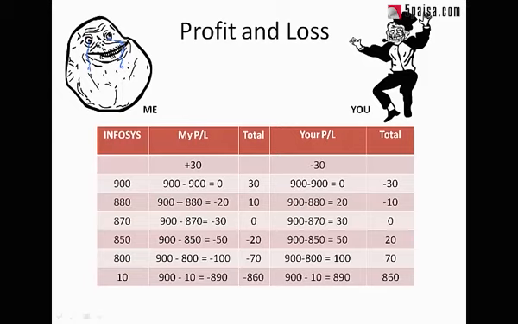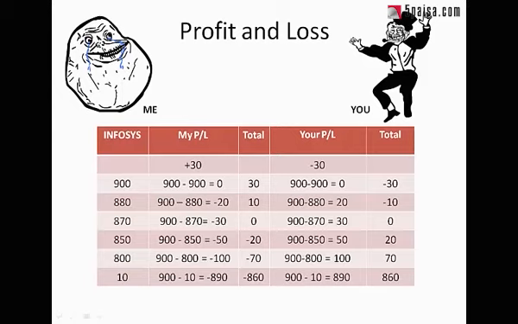At 850, I lose 50 on the stock, gain 30 on the premium, which is a total of minus 20. You gain 50 on the stock, lose 30 on the premium, which leaves you with a net profit of 20. At 800, I lose 100 on the stock, I gain 30 on the premium. You gain 100 on the stock and lose 30 on the premium, which leaves me with a loss of 70 and you with a profit of 70.